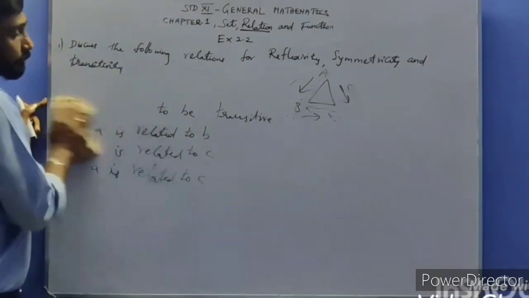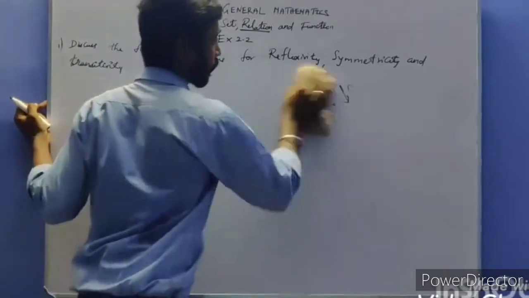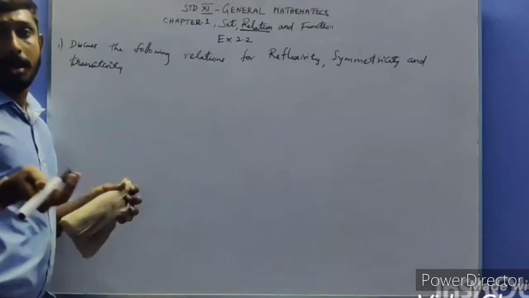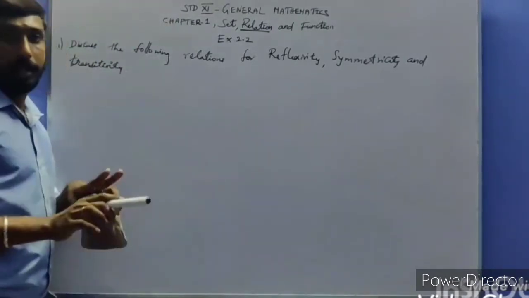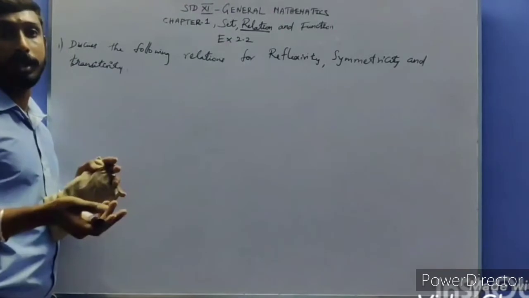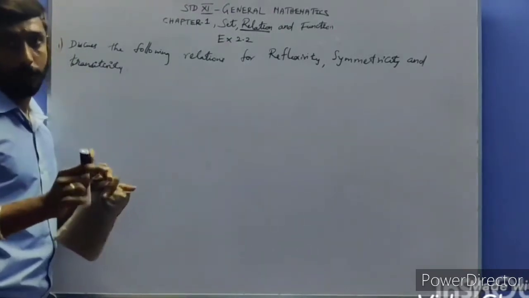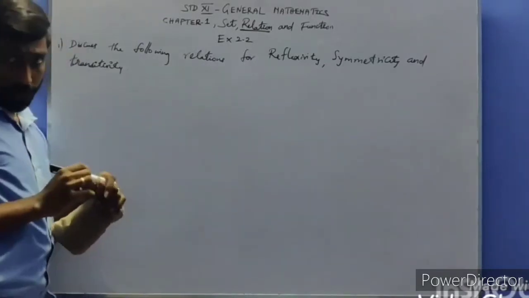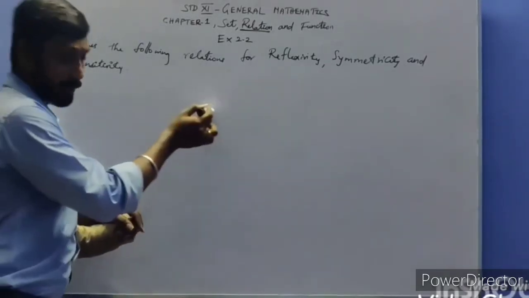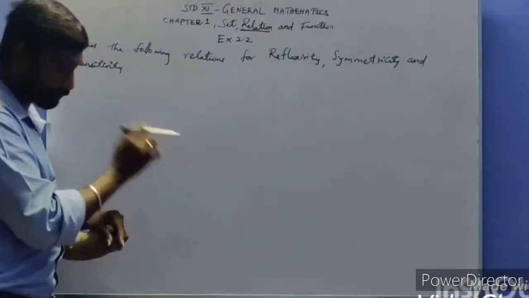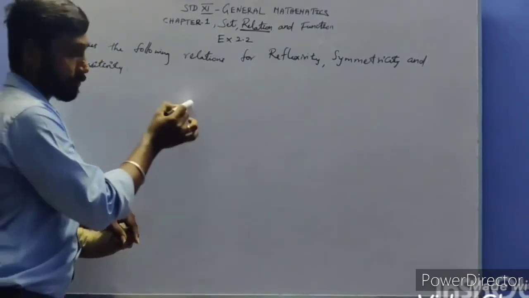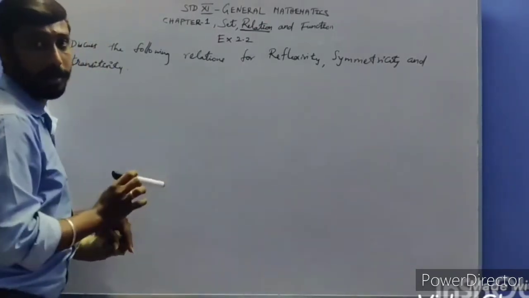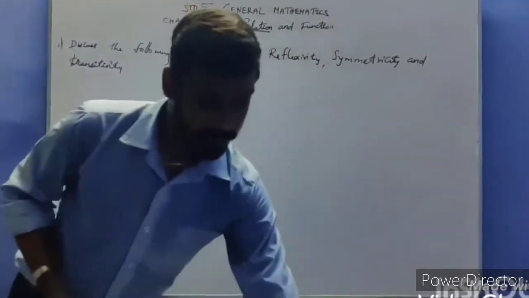So listen, let us move on to the sums. Understand, children, what is meant by reflexive? That is man related to man only, woman related to woman only. That is called reflexive. That is A related to A. If you are taking B, now B related to B. Symmetric is not like that. Symmetric is A related to B, B related to A. Transitive: A related to B, B related to C, then A related to C. It is called transitive. Okay, now let's see the first sum.